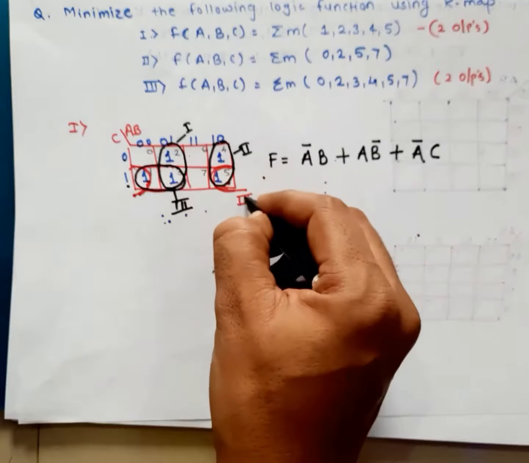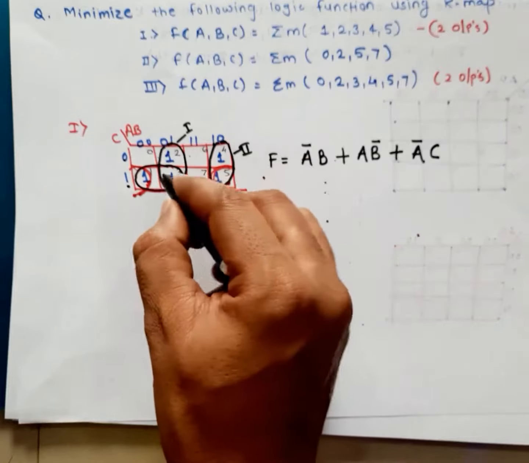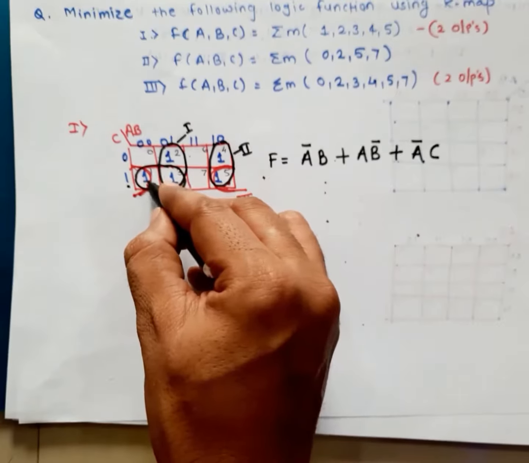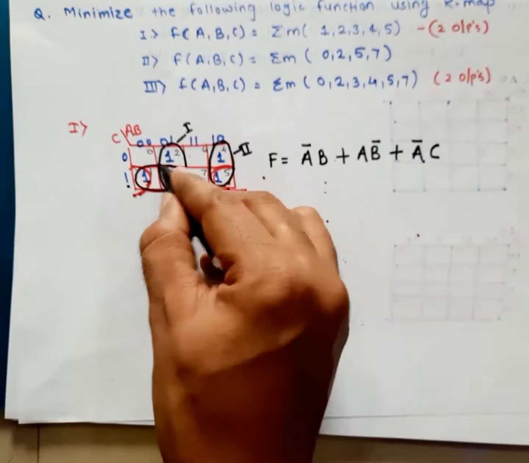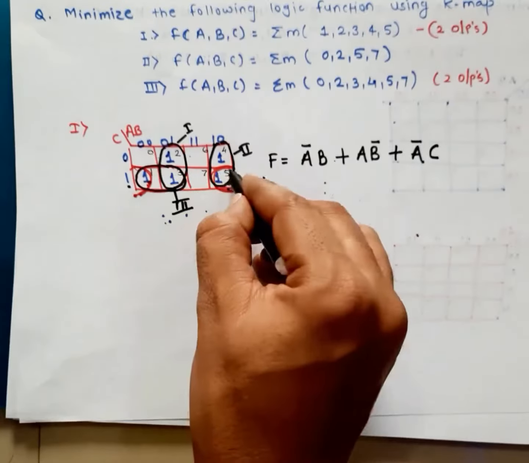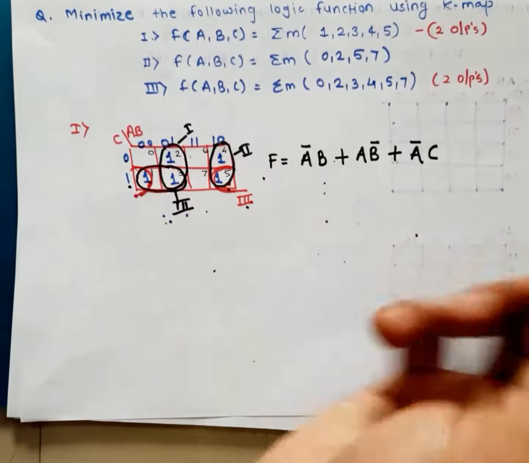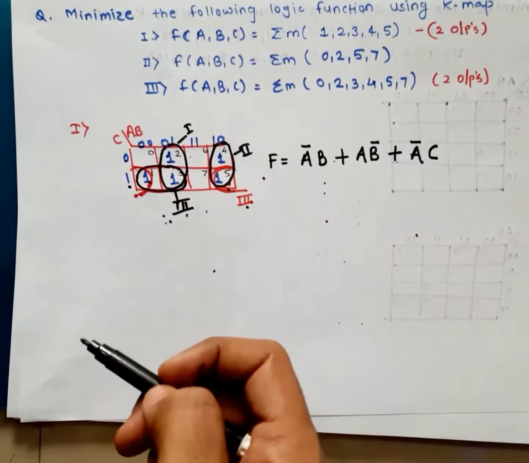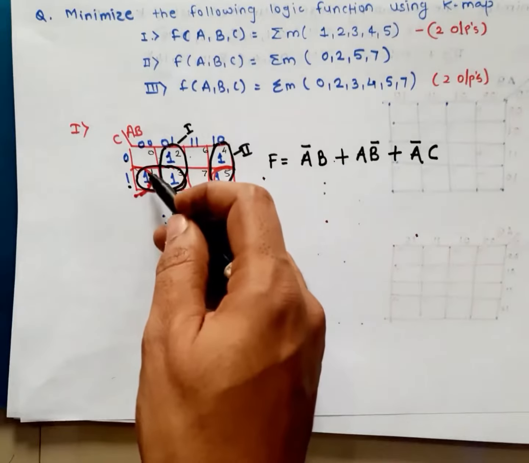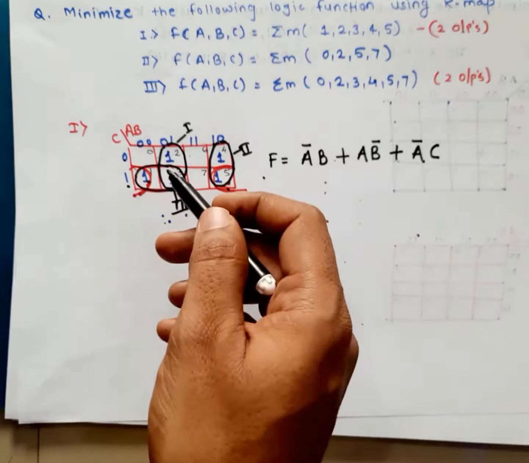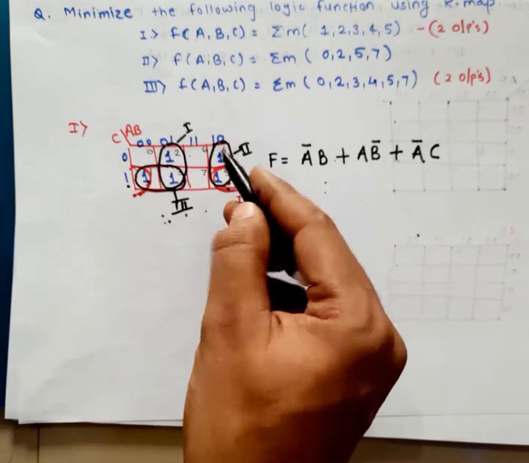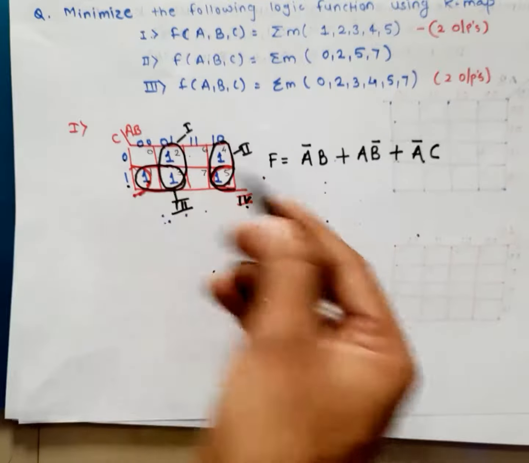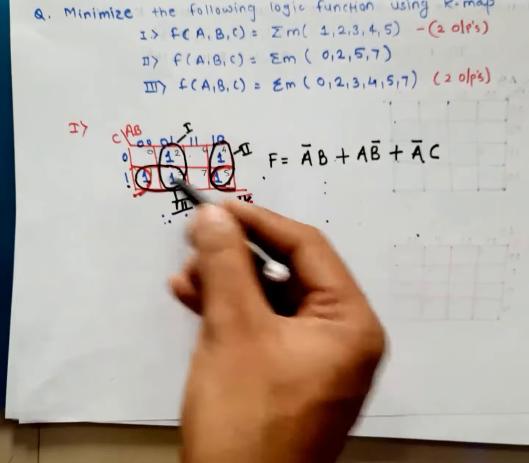If you make this group as an extra, what will happen? In this group A is already covered, in this group 1 is already covered, and 5 is already covered in this group. Overlapping is possible in a K map, but only when a single cell was not covered earlier in any other group. In that case, if you consider this group number 4, both cells are already covered in some other group, so we cannot consider this one.